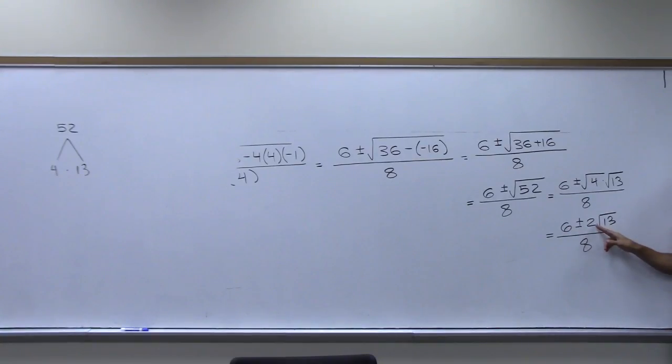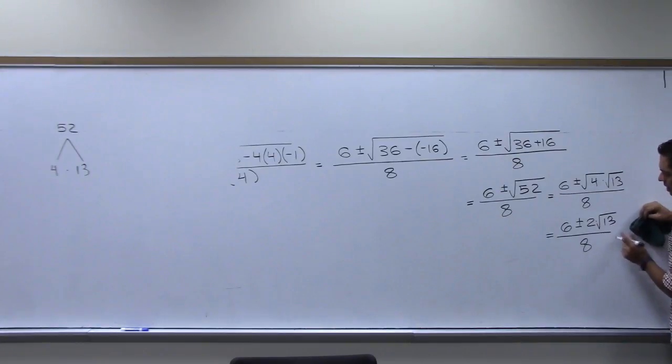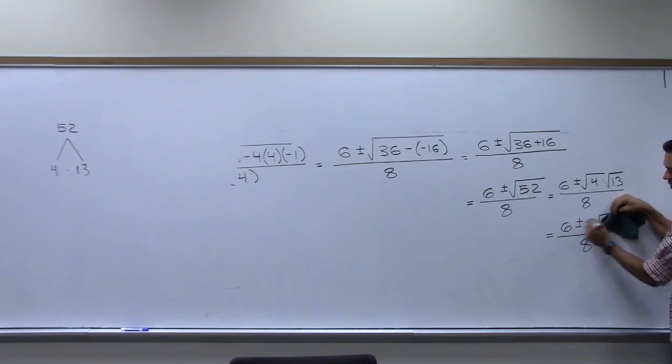8, 6, and 2, right? 8, 6, and 2 all have a common factor of 2. So I can reduce this by a factor of 2, this by a factor of 2, this by a factor of 2. And I can ignore the 13, because it's attached to that through multiplication. I can just ignore it and just work with these 3 numbers.